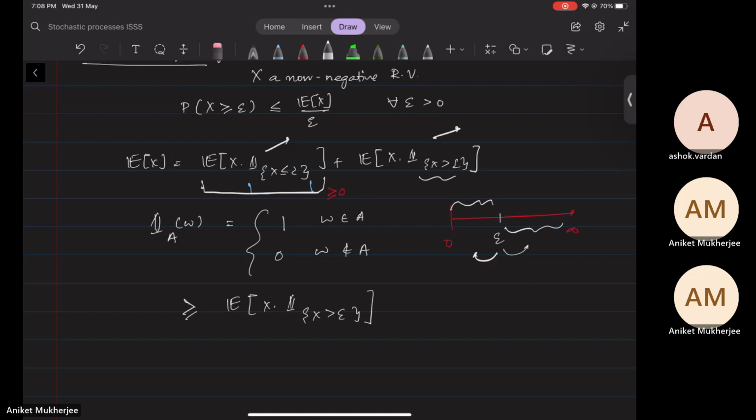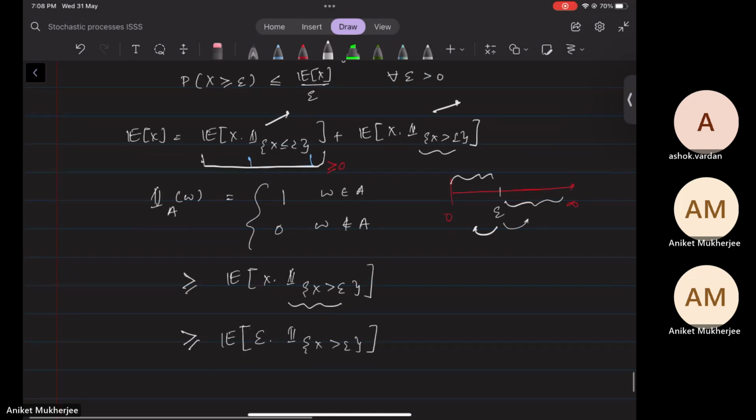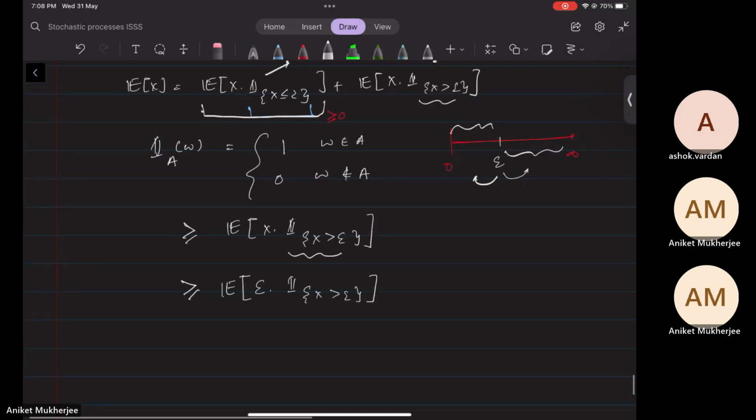Now when this indicator is 1, I know that x is always greater than or equal to epsilon. So I can again decrease this by replacing this with epsilon into indicator x greater than epsilon. Generally this would be a sum of all the values that x can take, but I know that x is always greater than epsilon, so I replace all the x's with epsilons. And I know that the sum would be less than what the original sum is. So this is equal to epsilon into expectation of indicator x greater than epsilon.